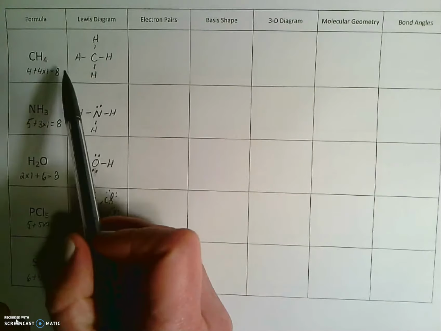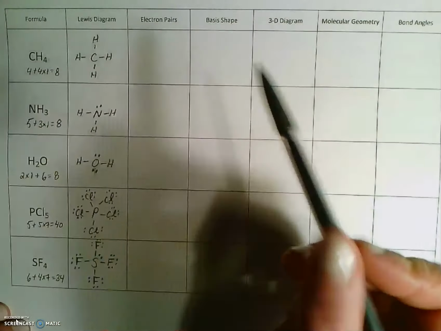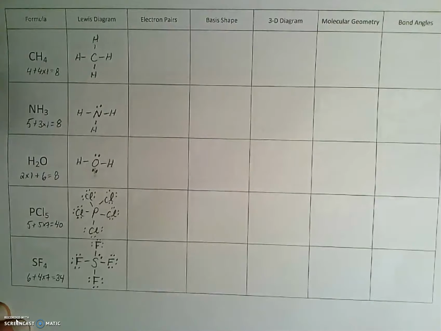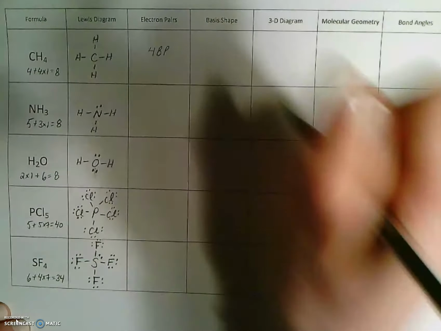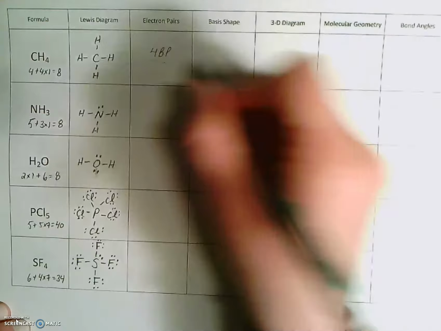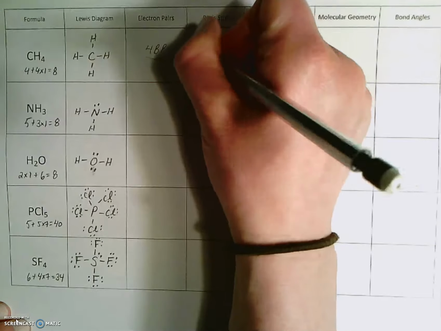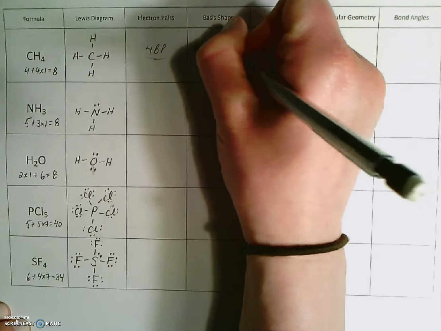So our next Lewis diagram is for methane, CH4, so it looks like that. And then if I look at the electron pairs around that central carbon, there are just 4 bonding pairs. We already talked about how if you have 4 electron domains, that gives you a tetrahedral basis shape. So that's like that.